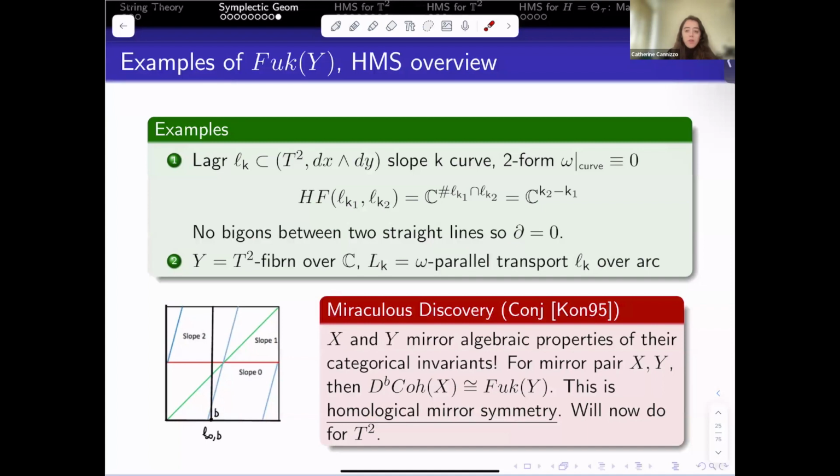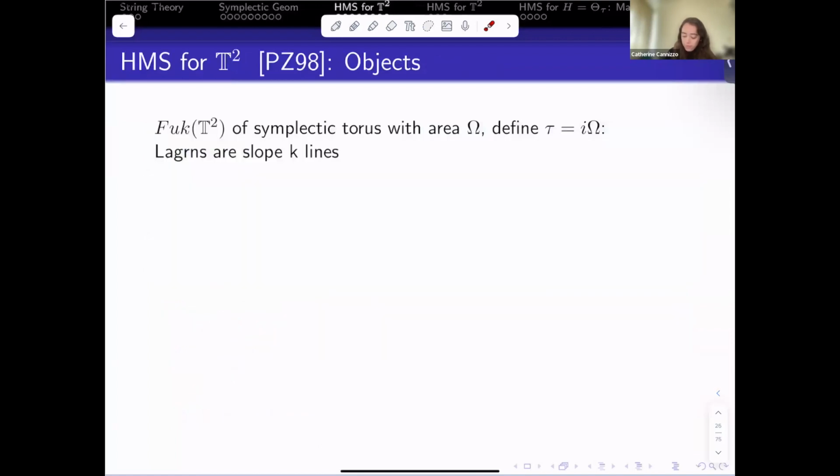So let's dive into what this looks like for T2. Why should this be true for T2? We start with T2 on the symplectic side. Then the Fukaya category will be Lagrangians that are slope K lines. And the symplectic property of the torus is encoded by its area, tau. So tau is i times omega, which is going to show up on the complex side. And it corresponds to the area of the torus being omega.